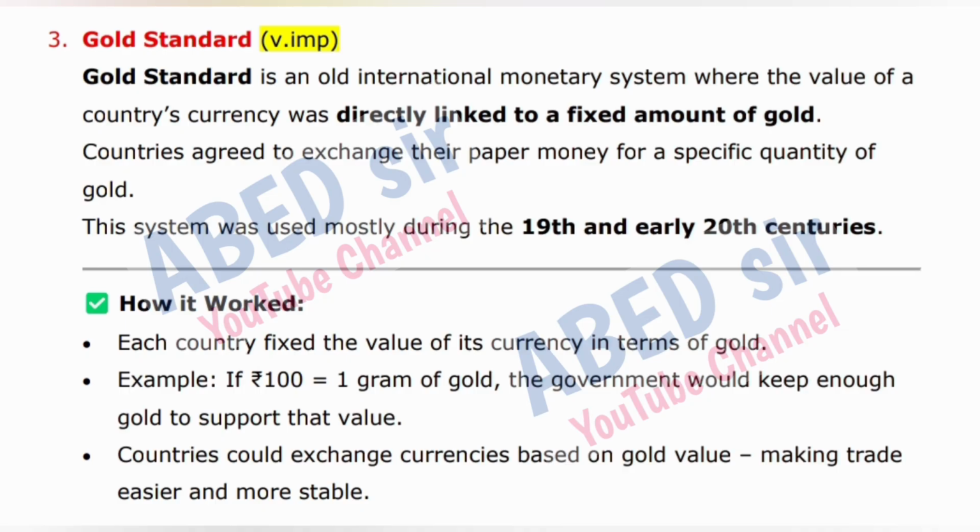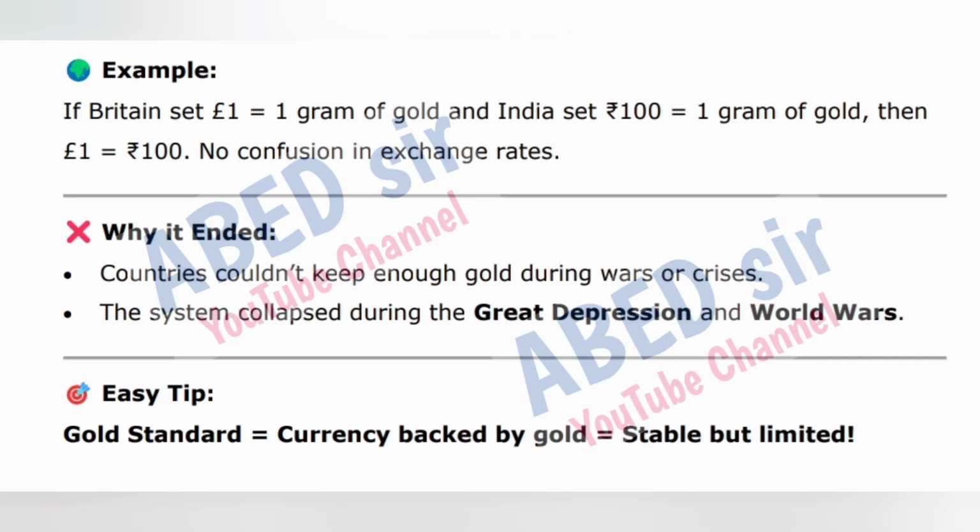How it worked? Each country fixed the value of its currency in terms of gold. Example: if 100 rupees is equal to 1 gram of gold, the government would keep enough gold to support that value. Countries could exchange currencies based on gold value, making trade easier and more stable. Example: if Britain set 1 pound is equal to 1 gram of gold and India set 100 rupees is equal to 1 gram of gold, then 1 pound is equal to 100 rupees. No confusion in exchange rates.